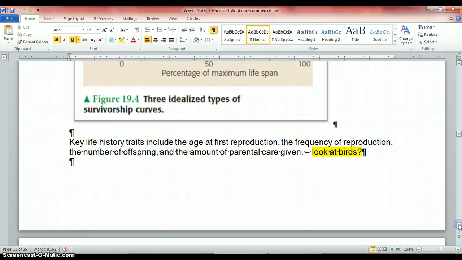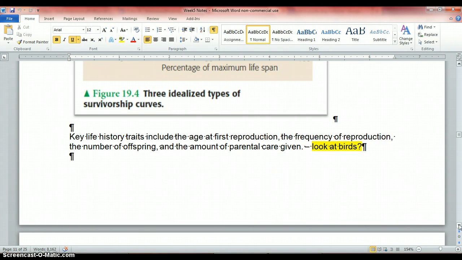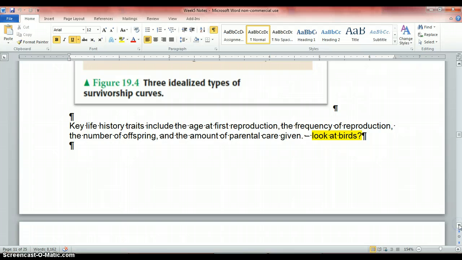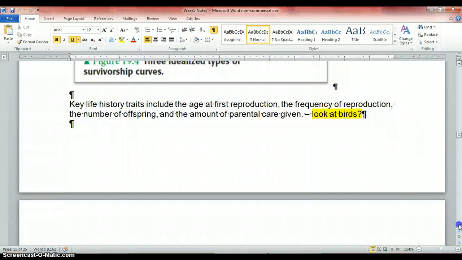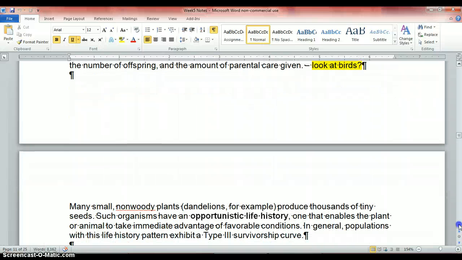Dogs. Key life history traits include the age at first reproduction, the frequency of reproduction, the number of offspring, and the amount of parental care given. If you need to give more parental care, that's going to change what your life history looks like. If you need to give less. Are you going to reproduce all at once, like salmon? Or are you going to be more like humans, where we do it for a while?